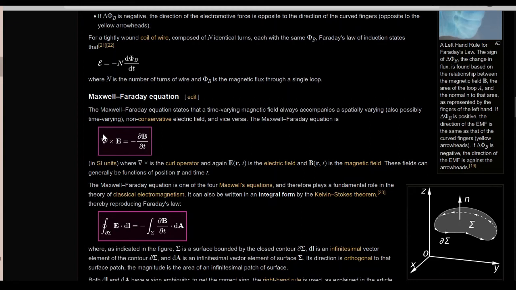This equation in the purple box says that if you take the curl of the electric field, then that's going to be equal to the negative of the partial derivative of the magnetic field with respect to time. So the curl of the electric field is related to how the magnetic field is changing over time.